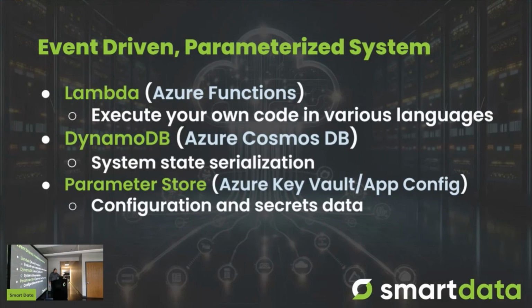Lambdas. This is a service that provides the ability to execute custom functions in the cloud environment that you can develop in a variety of supported languages. And DynamoDB, a NoSQL database, which we're going to use to track the state of our pipelines. And Parameter Store, a place where we're going to store configuration and secrets data. The nice thing about Parameter Store is that putting the configuration data there gives us the capability to adjust configuration without doing another deployment.